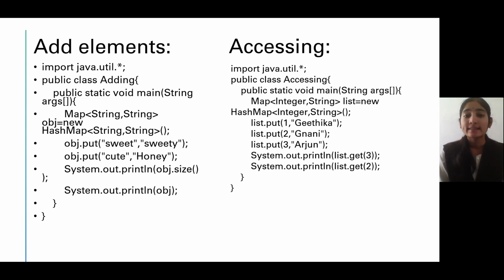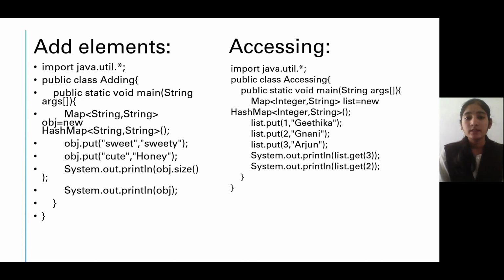Now let us see accessing. Import java.util.star. Public class accessing. Public static void main, this is common for all the classes, all the programs. Now create a hash map object and put some values into it. Now print by using get method, means get of 3. Here we will get the output as Arjun, and get of 2, here we will get the output as Gnani. Let us see this. Like this, Arjun and Gnani.